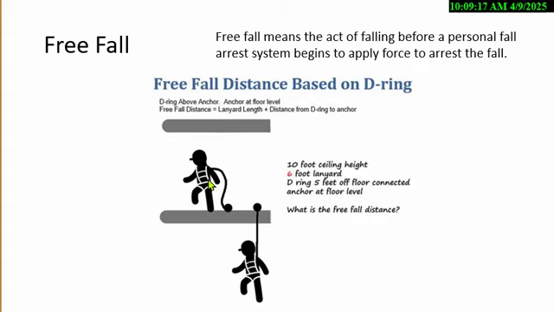Let's talk about some issues here. Free fall is the act of falling, and then the fall arrest system, the lanyard, will start to decelerate the force of the fall. So it's really the free fall of our typical lanyard. A 6-foot lanyard is the maximum that we see a lot of times out on the site. You can make them longer, but 6 is a common number. So if I take a 6-foot lanyard, tied at the 5-foot height of a D-ring, how far would I fall?